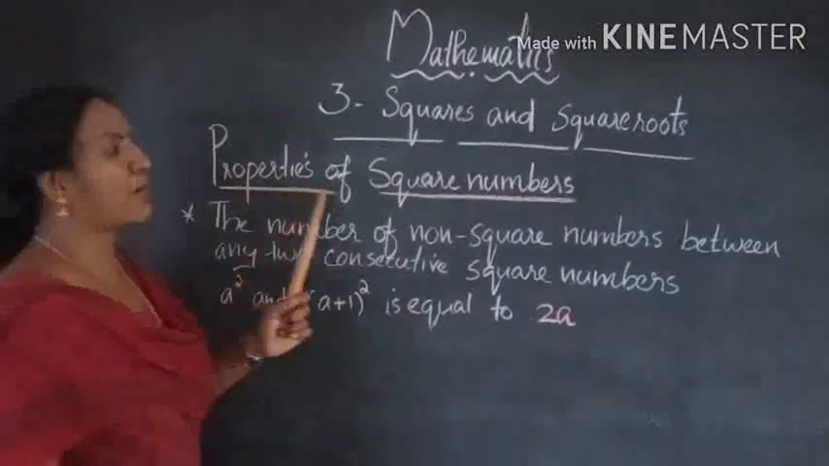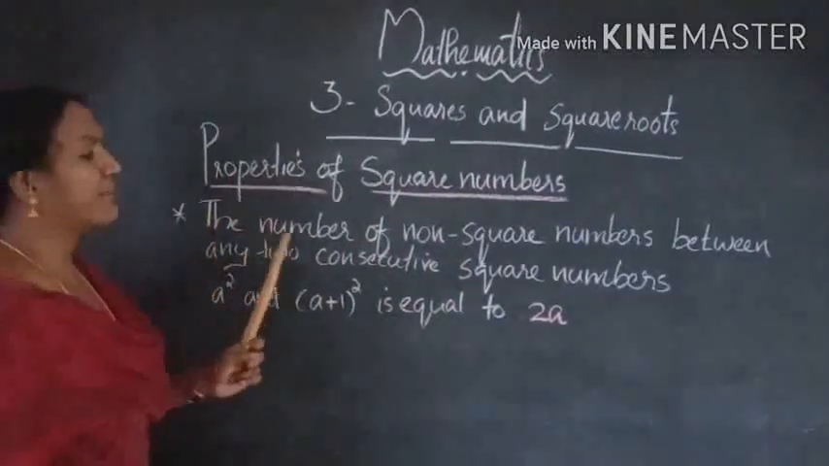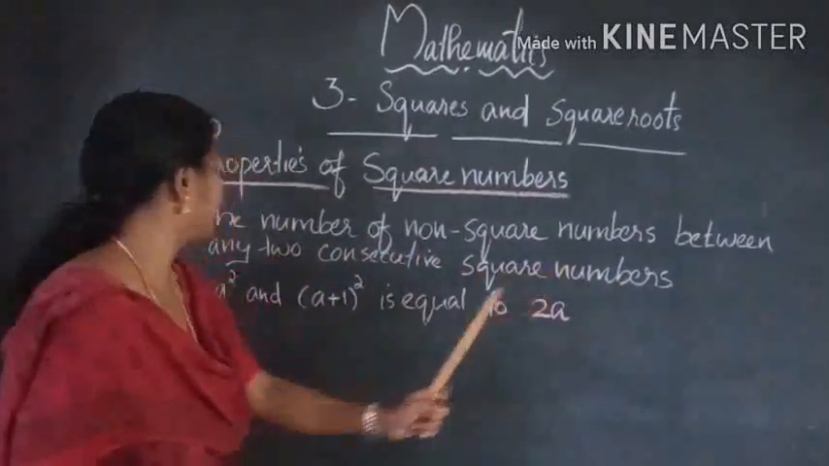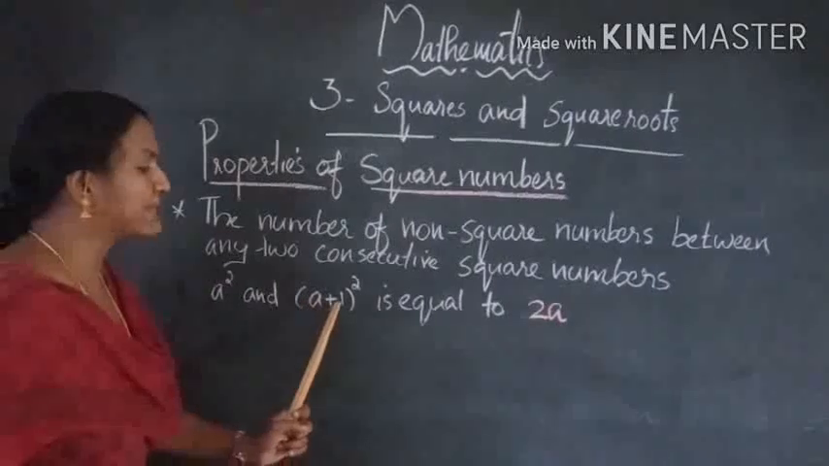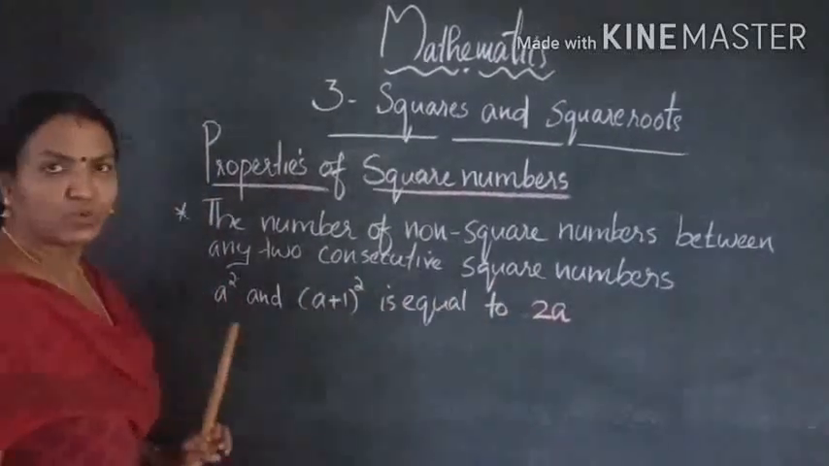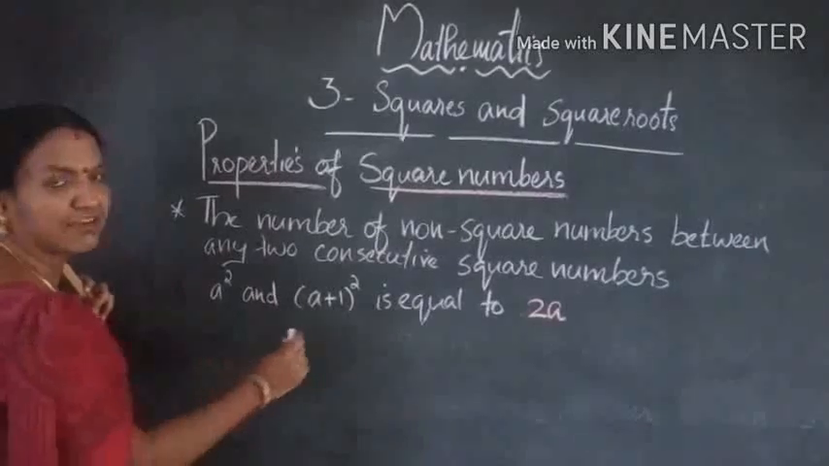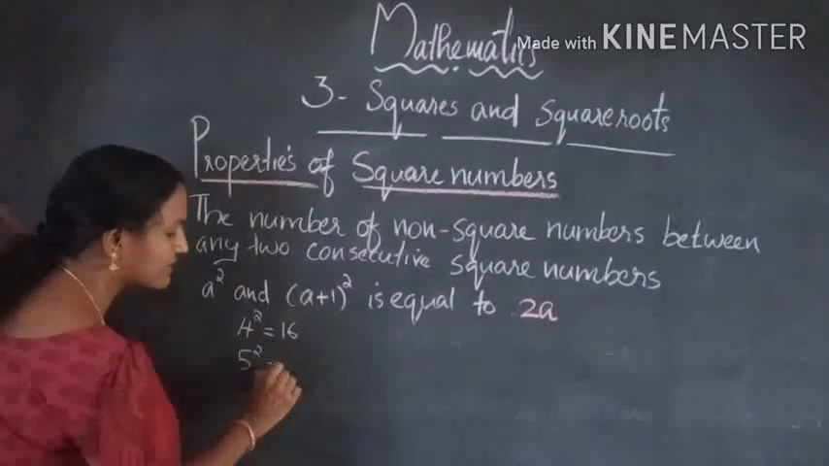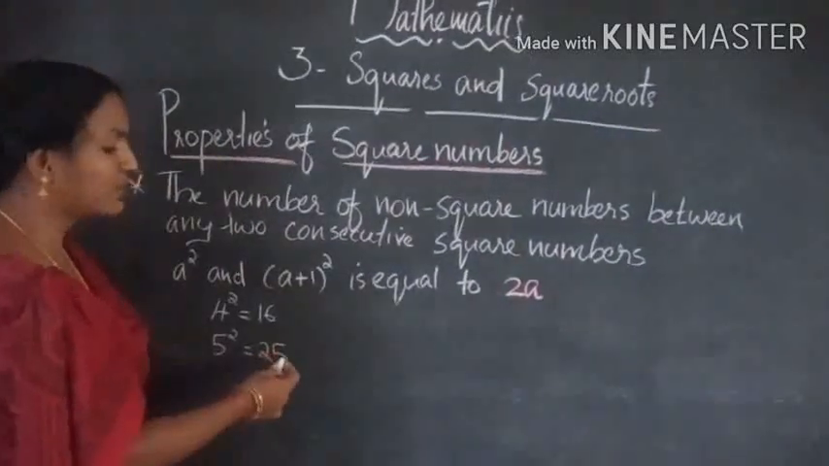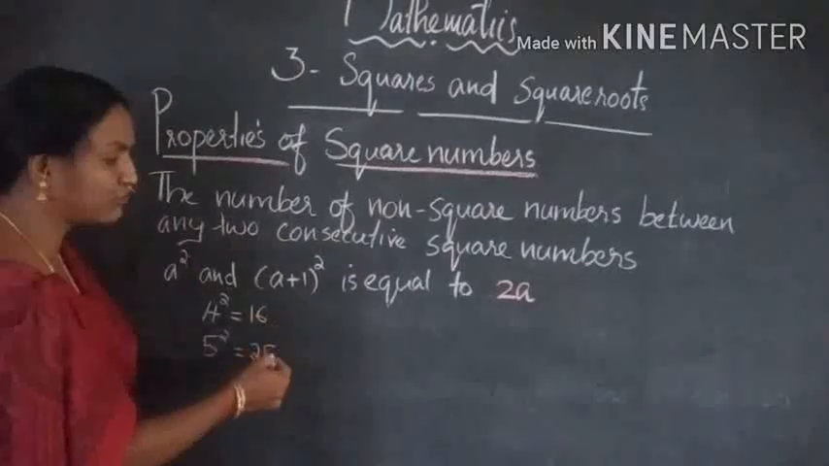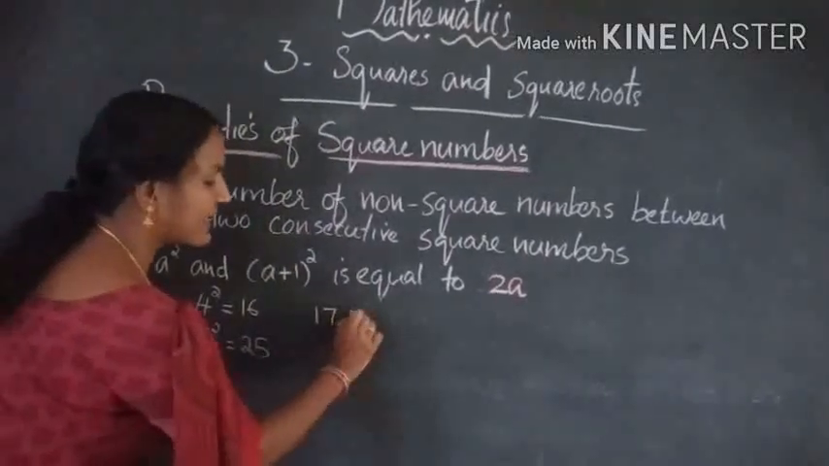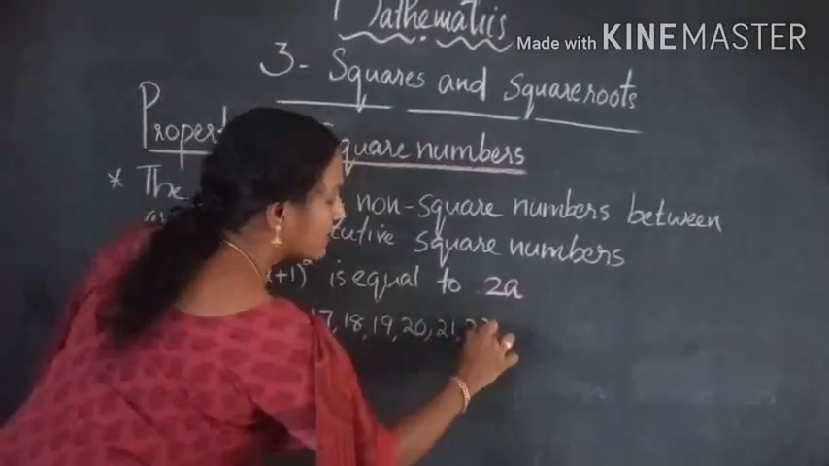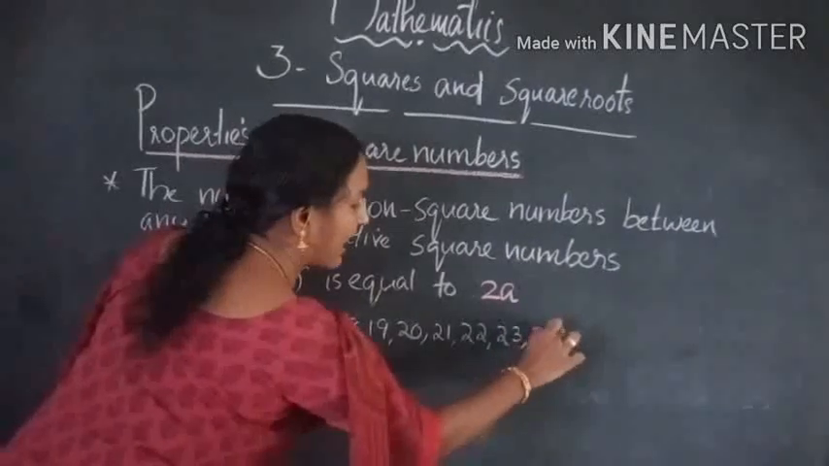We shall discuss the properties of square numbers. The number of non-square numbers between any two consecutive square numbers, a square and (a plus 1) the whole square, is equal to 2a. Consider the numbers 4 and 5. The square of 4 is 16 and the square of 5 is 25. The non-square numbers between 16 and 25 are 17, 18, 19, 20, 21, 22, 23 and 24.